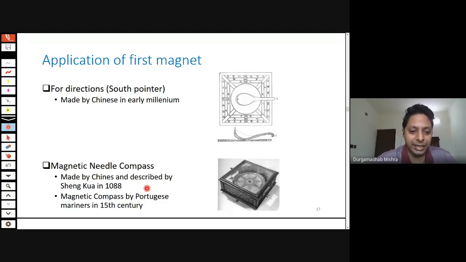And then later, in the 20th century, or let's say in the 19th century. No, this was in 1088. So really about 500 years ago, or 5,000 years ago, the first magnetic needle compass was used for navigation purposes.